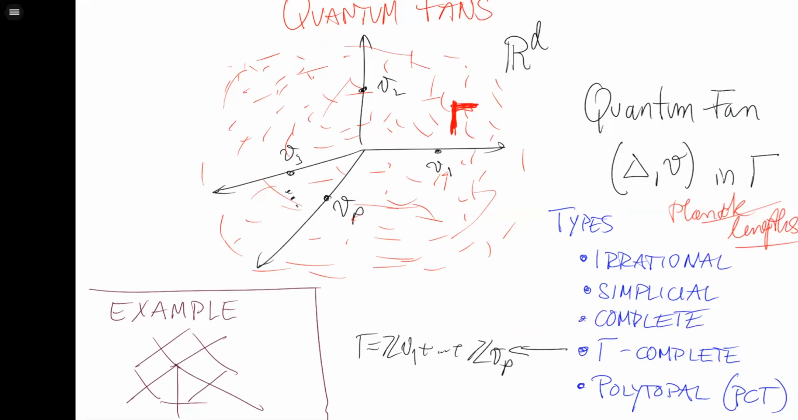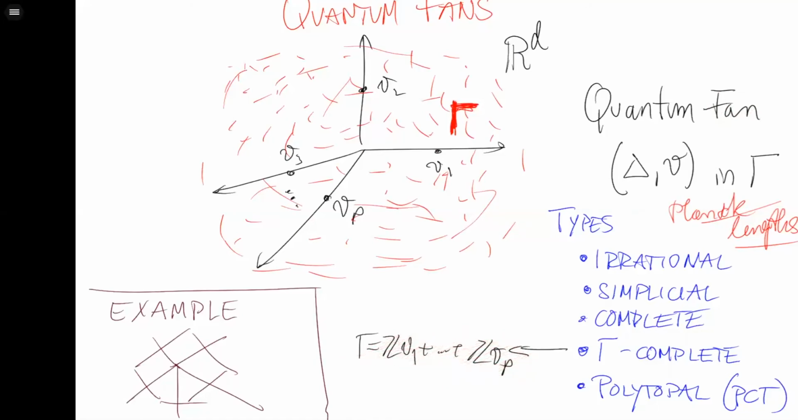There's a new property. They could be gamma complete or not gamma complete. And by gamma complete, we mean that gamma is exactly generated by V1 through Vp. It could be that gamma is bigger, but if V1 through Vp generate gamma, it's a kind of the nicest case, and we will call it the gamma complete case. Again, gamma could be bigger.